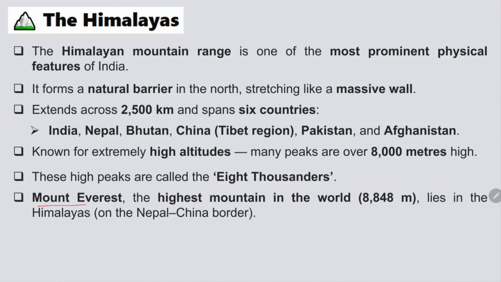And Mount Everest, the highest mountain in the world with a height of 8,848 meters, lies in the Himalayas, on the Nepal and China border. Because of Mount Everest there is always a clash between Nepal and China, because China claims that it is in their part, and Nepal claims that it is in their part. So that's a different thing.